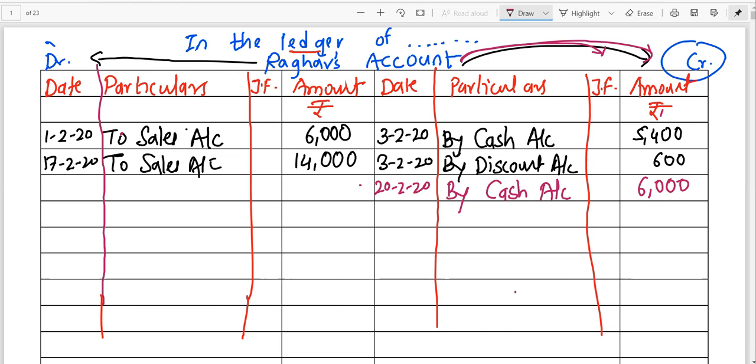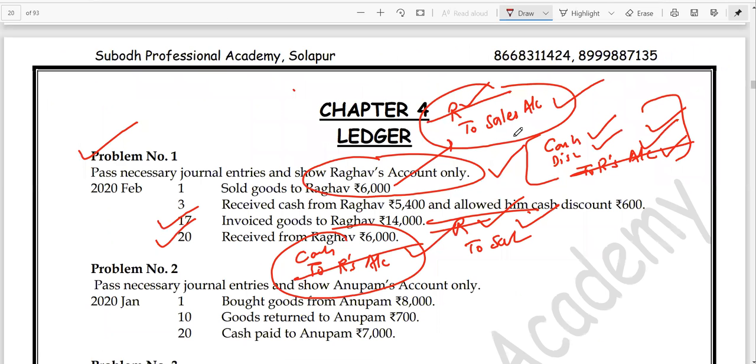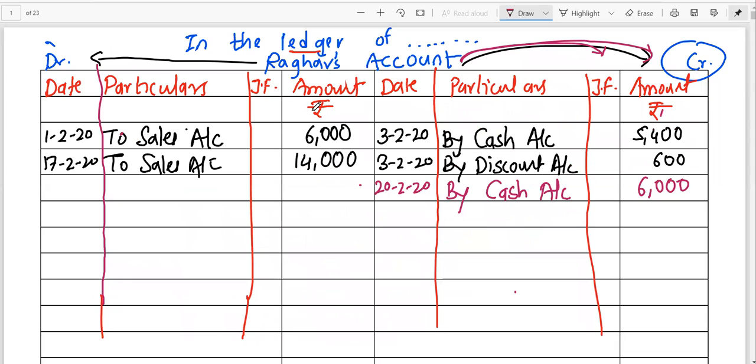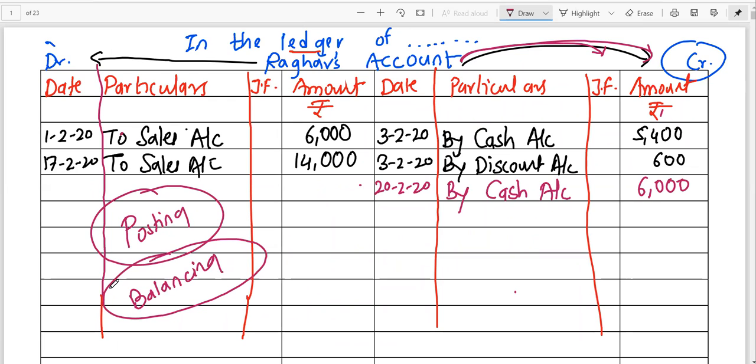Raghav's account debit to sales account. This is the entry. If you go to Raghav's account and write down on the debit side, to sales account. This is called posting. You learned posting now. You are remaining with balancing. We are going to learn balancing now. Balancing of accounts. Just a minute.